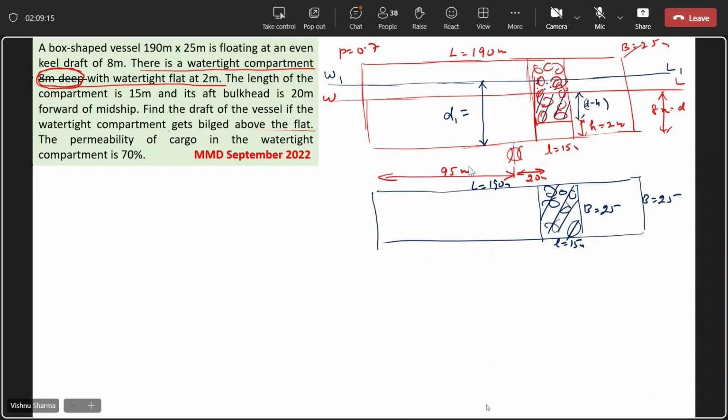Guys, does everybody understand? Now you see, I have not cared for the word 8 meter deep because that is not what he wants to say. It's a language issue with the question. Okay. So now let's find out the sinkage, guys. Sinkage will be equal to small l, lost points is small l, small b, height of the compartment d minus h into permeability divided by intact water plane L into B minus LBP. Can you please put the values and give me the answer?